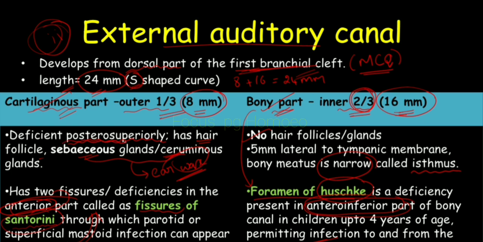Here it is deficient postero-superiorly, and there will be sebaceous glands, but the bony part is exactly opposite. There are no hair follicles or glands, and the narrowest part is 5 millimeter lateral to the tympanic membrane. You can imagine like this: this is the tympanic membrane and this is the external auditory canal. If there is any narrowest part, that is the isthmus. So here it is the fissure of Santorini and here it is the foramen of Huschke. Okay. Next.